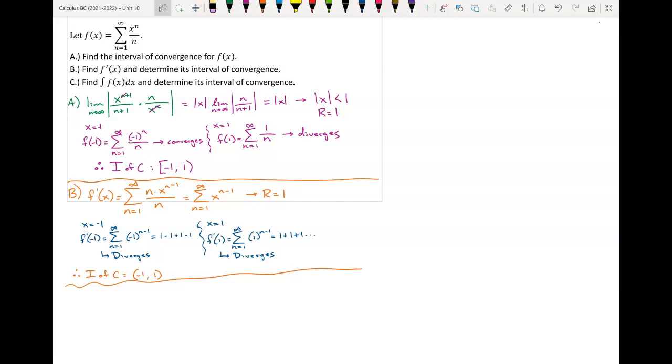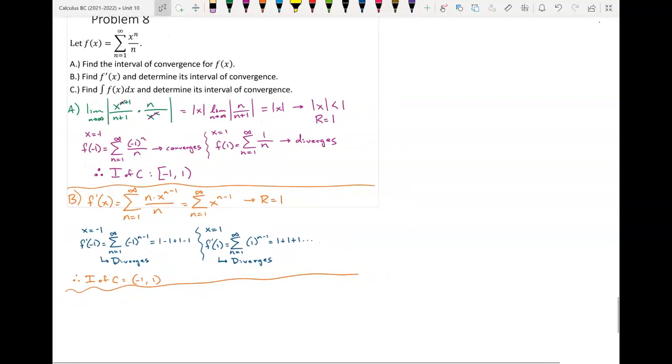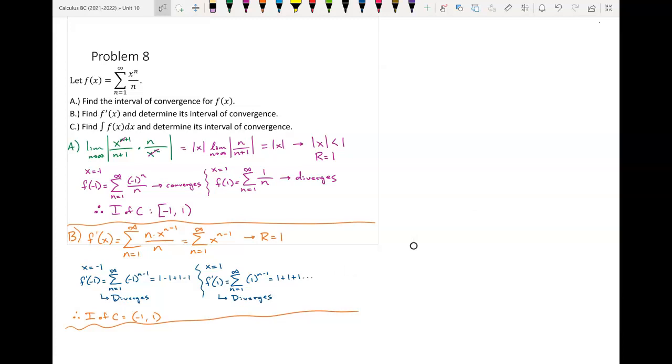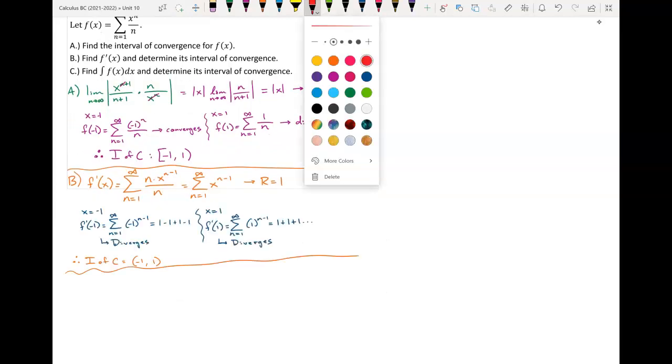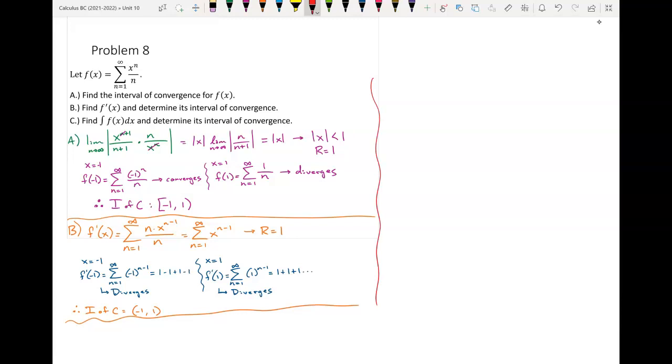All right, so we need to now integrate. Part C. So I want to go ahead and find the integral of f of x dx. So if I want to find the integral, remember we're integrating the x term. So if I look at my x term of x to the n, that would be x to the n plus 1 over n times n plus 1. So that would be my integral.